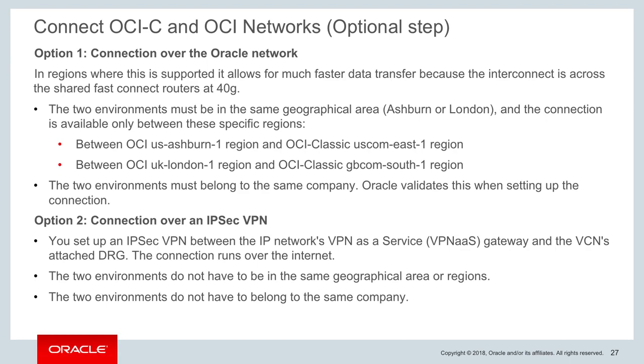As a second option, you can connect over IPsec VPN, and you'll set up an IPsec VPN between the IP network's VPN as a service gateway and the VCN's attached dynamic routing gateway, and the connection will run over the internet. And the benefit of this strategy is that the two environments do not have to be in the same geographical area or regions. Also, the two environments do not have to belong to the same company.